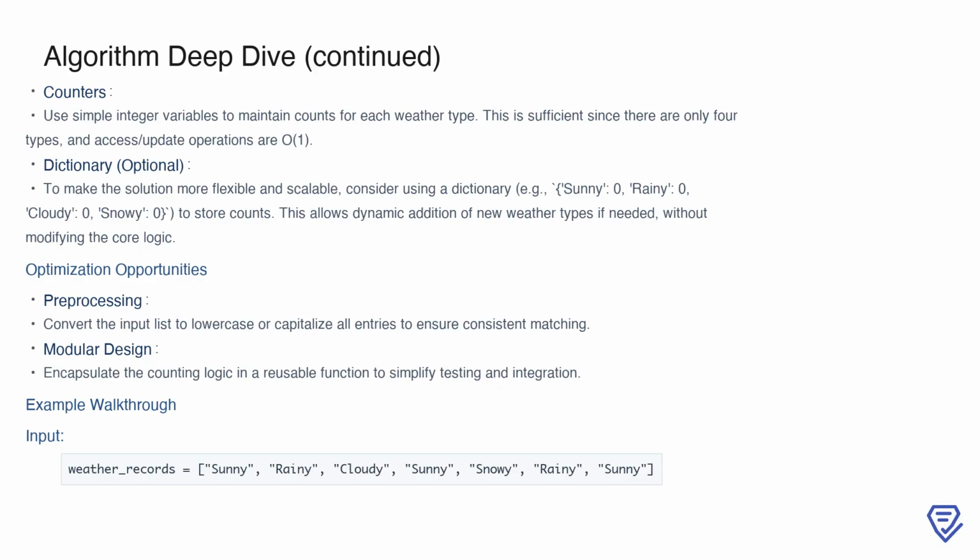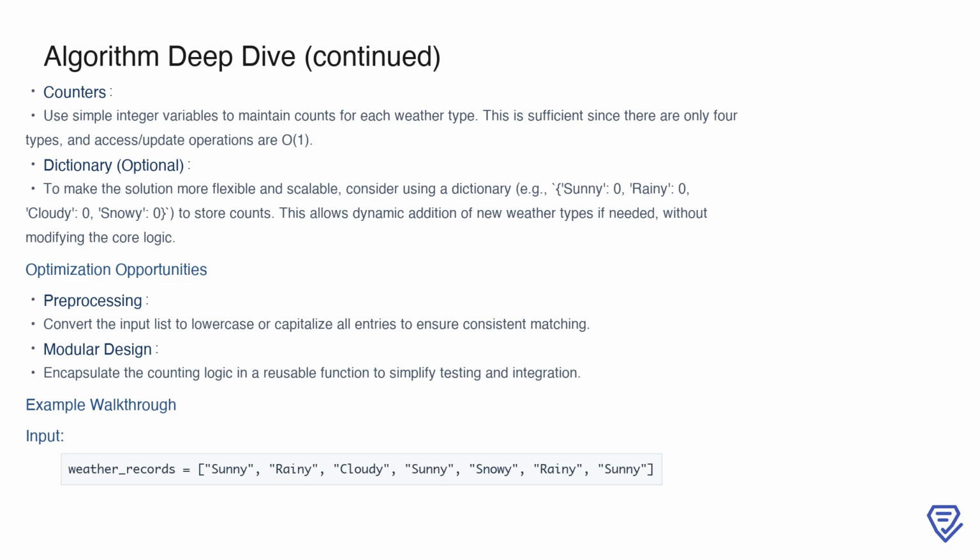However, for added flexibility, we can use a dictionary to store the counts. For example, a dictionary like sunny: 0, rainy: 0, cloudy: 0, snowy: 0 can be used to dynamically manage the weather types and their counts. This approach also makes it easier to handle scenarios where new weather types might be introduced in the future, as we can simply add new keys to the dictionary without changing the core logic.